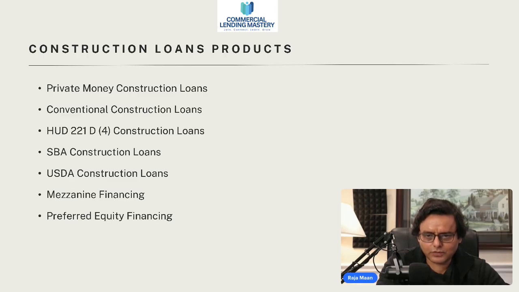USDA is also for owner-users, for rural properties where the population is 50,000 or less. It's very hard to determine if your property or project qualifies under USDA. The only way is to check the USDA eligibility map. Under SBA and USDA both, you can go up to 80% loan to cost.